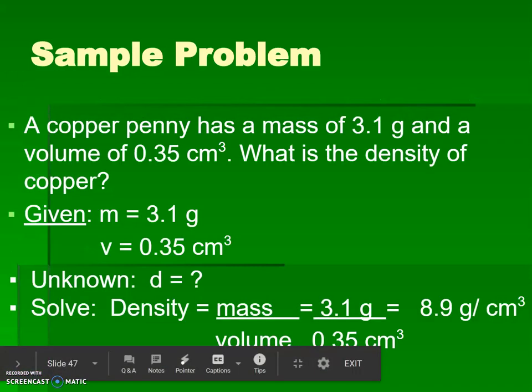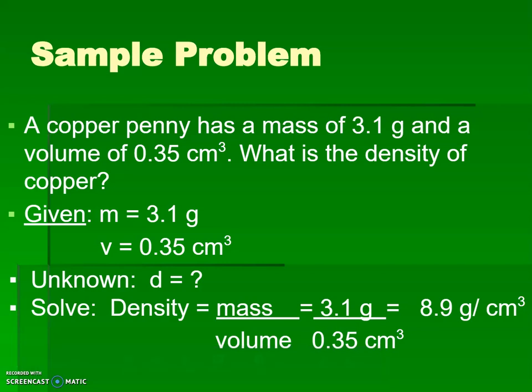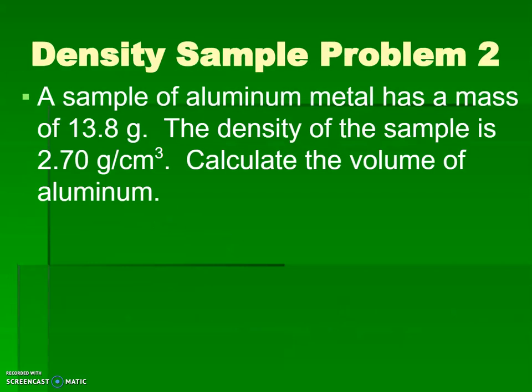All right, so if you couldn't read any of my writing, here is the exact same thing typed out for you. We are given the mass of 3.1 grams, the volume of 0.35 cubic centimeters. We're looking for density. We love ourselves some density. 3.1 divided by 0.35 is 8.9 grams per cubic centimeter. Now, second example.